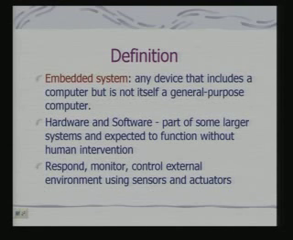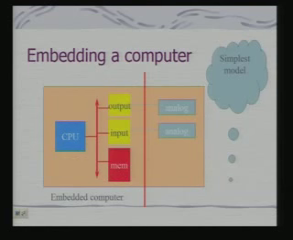Let's start with the definition of an embedded system. What is an embedded system? Any device that includes a computer but is not itself a general purpose computer. It has hardware as well as software, and it is a part of a larger system and is expected to function without human intervention. An embedded system is expected to respond, monitor, as well as control the external environment using sensors and actuators.